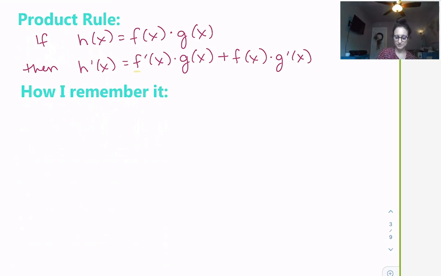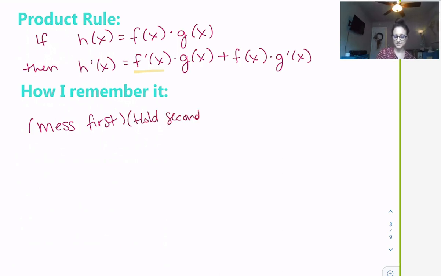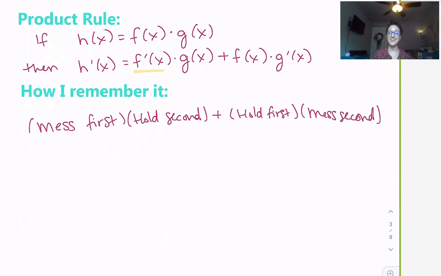Okay, so this is how I remember it. When I take a derivative, I call that messing the function, and there's actually mathematical justification behind that. We'll talk about it. So I say mess the first, in other words, take the derivative of the first function, hold the second, in other words, just keep the second, bring it along for the ride, plus, and then switch it. Hold the first, and mess the second. Okay, all right, let's put this into practice.